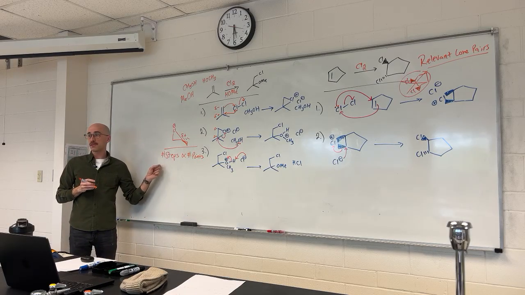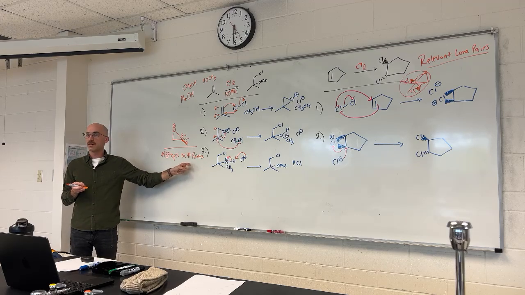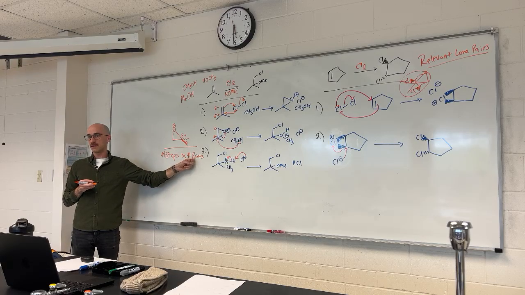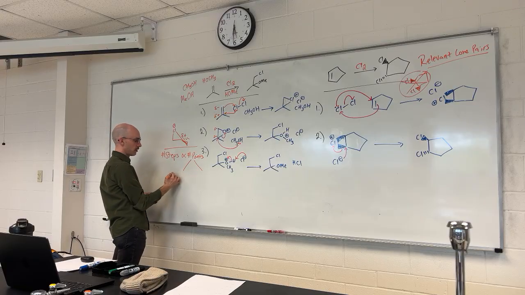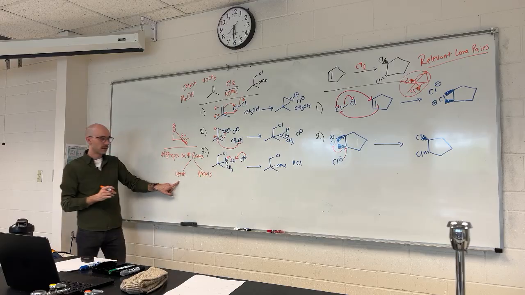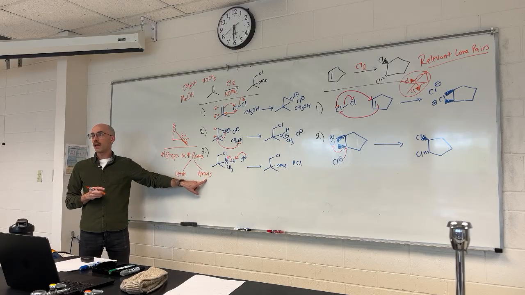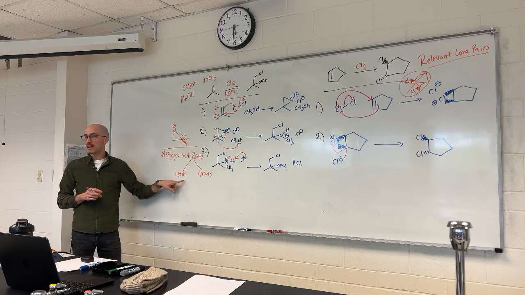So 3 steps could be 3 points. 3 steps could be 1.5 points. 3 steps could be 6 points. The number of steps will tell me how many points to assign the mechanism. And that way, I can split the points into your intermediates and your arrows. I'm considering, do you have your lone pairs? Do you have your charges? Do all of the bonds break when they should?